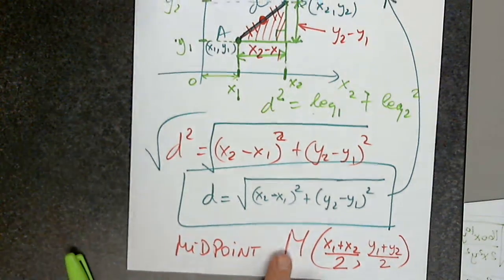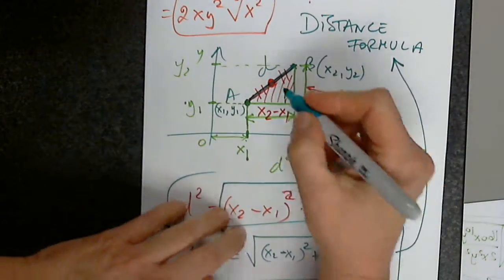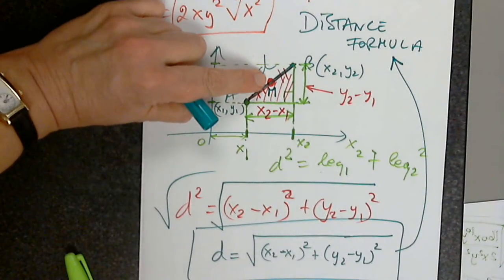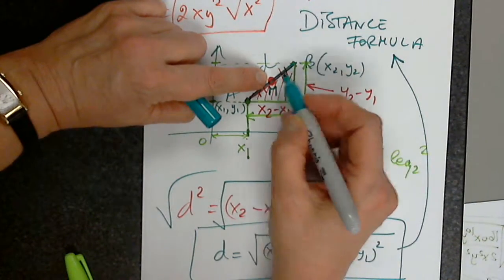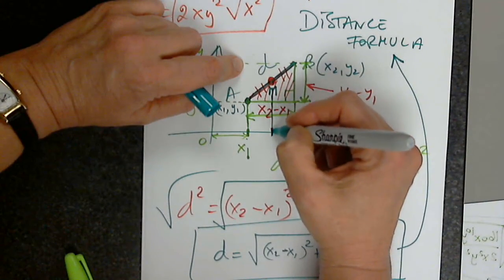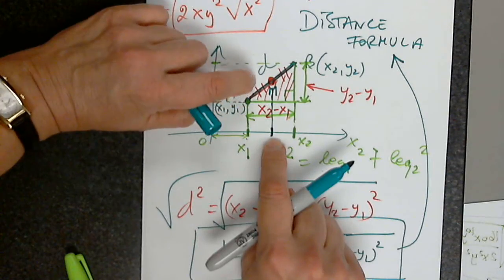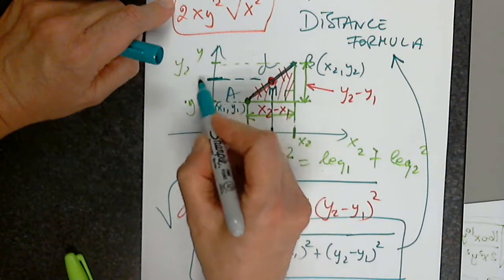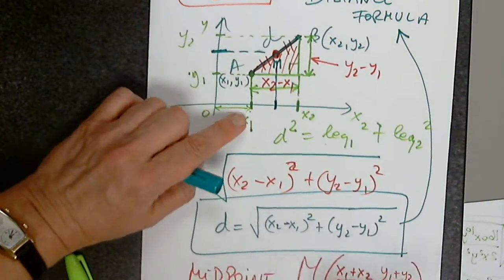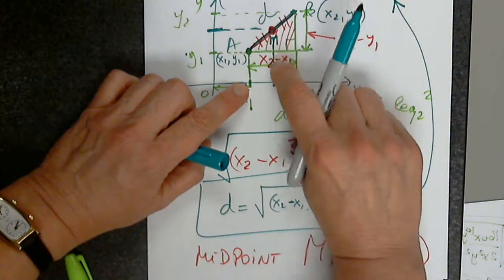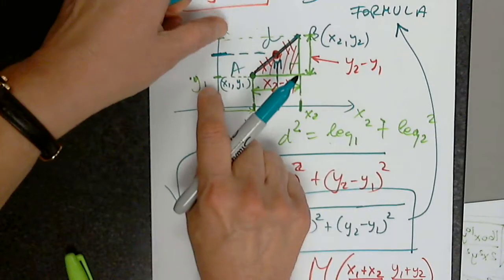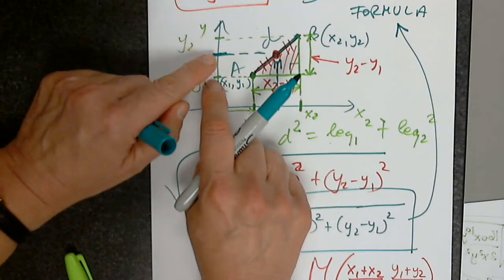The coordinates of point M. So this point M right here in the middle, I will find it by adding the two x values and dividing by 2, and that will be the x-coordinate, this one right here. This will be the x-coordinate of M, and this will be the y-coordinate of M. I'm adding up x1 and x2 and dividing by 2 to get this number. I'm adding up y1 and y2 and I divide by 2 to get this number.